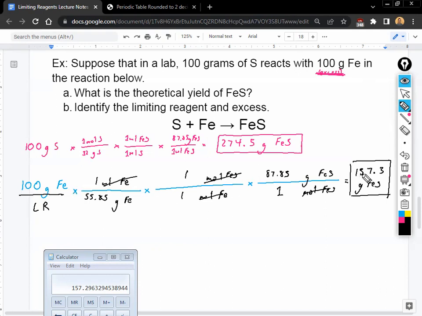But the thing is, once we get to 157.3, you run out of Fe, right? Just like the example with the sausages and the buns, you run out of one of the ingredients. If you run out of one of the ingredients, can you keep making the other chemical? No, right? So even though we could make 274, since we run out of iron, we will never get there. We are going to stop at 157.3. So the theoretical yield in this situation is the smaller number, 157.3 grams of FeS. And like Lexi said, the limiting reagent is going to be Fe.